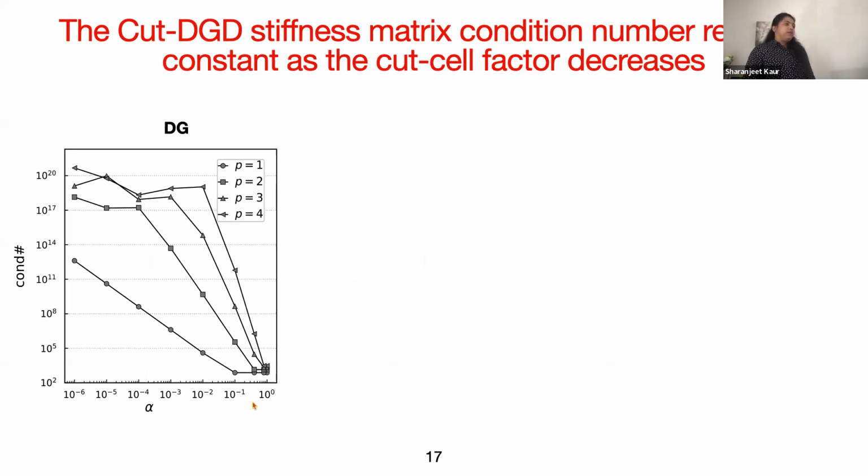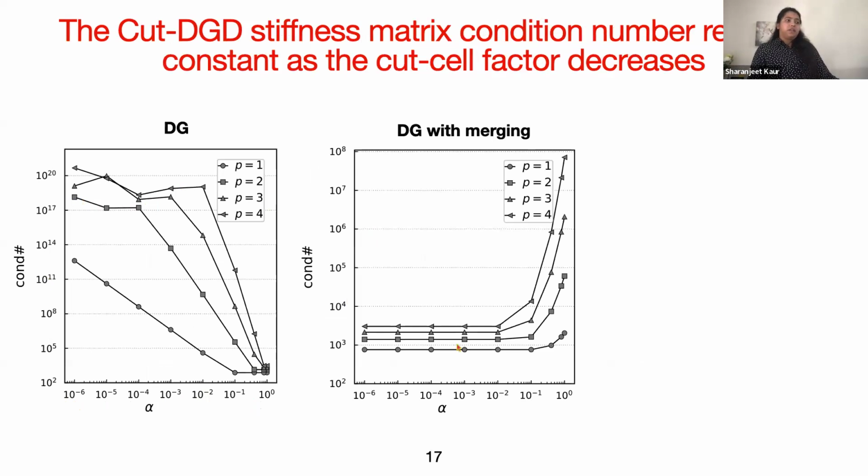So here I'm showing that as alpha decreases from 1 to 10 to the power minus 6, we see that the condition number increases rapidly. And DG with cell merging, which is a very popular technique, as I mentioned earlier, to deal with the small cell problem, seems like the condition number doesn't change as the cell size becomes smaller. However, as alpha approaches 1, the condition number is increasing.